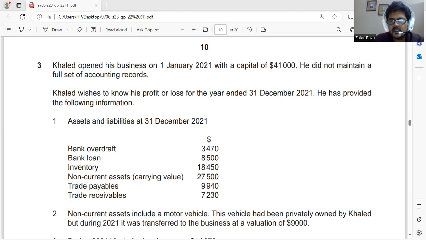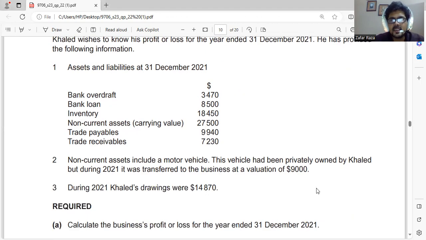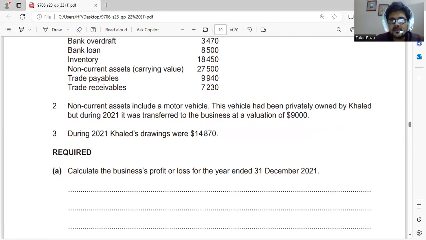Now, non-current assets include a motor vehicle. This vehicle has been privately owned by Khalid, but during 2021 it was transferred to the business at a valuation of $9,000. So this is the additional investment of the owner. Khalid's drawings are given as $14,870. Calculate the business profit or loss for the year ended 31st December 2021. So first, we have to calculate capital at end.